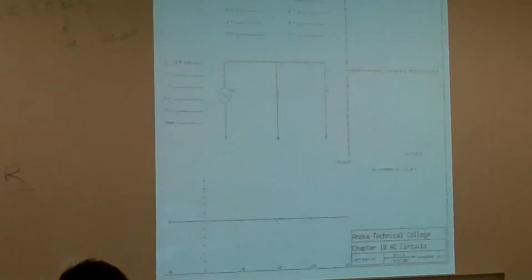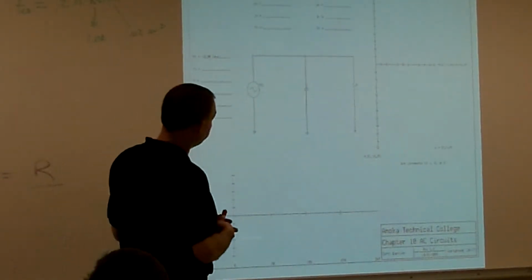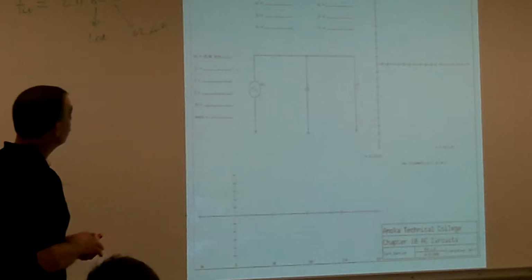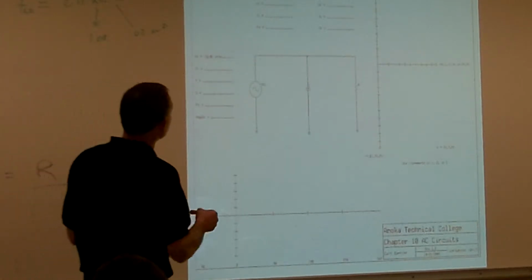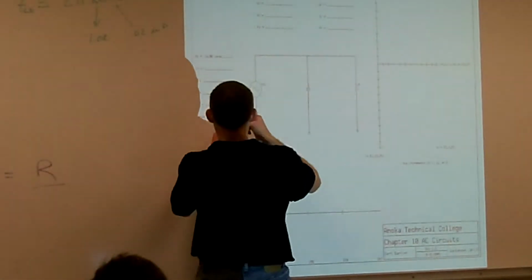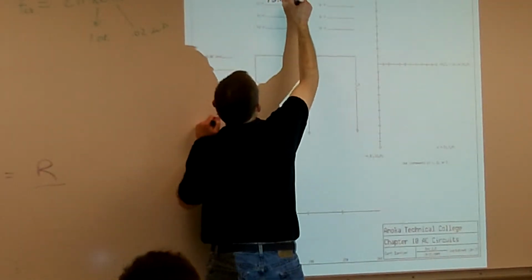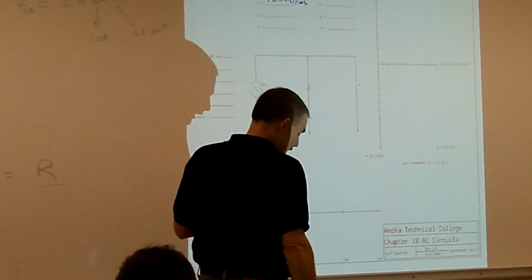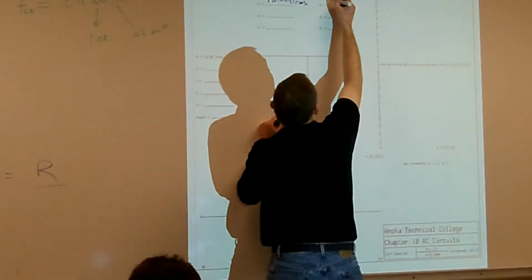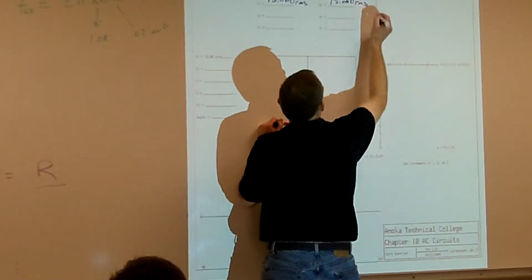All right, so let's take a look at our parallel circuit one. What remains constant in a parallel circuit? Voltage. So then we know that my voltage across my capacitor is going to be equal to 18 volts RMS. And my voltage across my resistor is going to be 18 volts RMS. Okay?